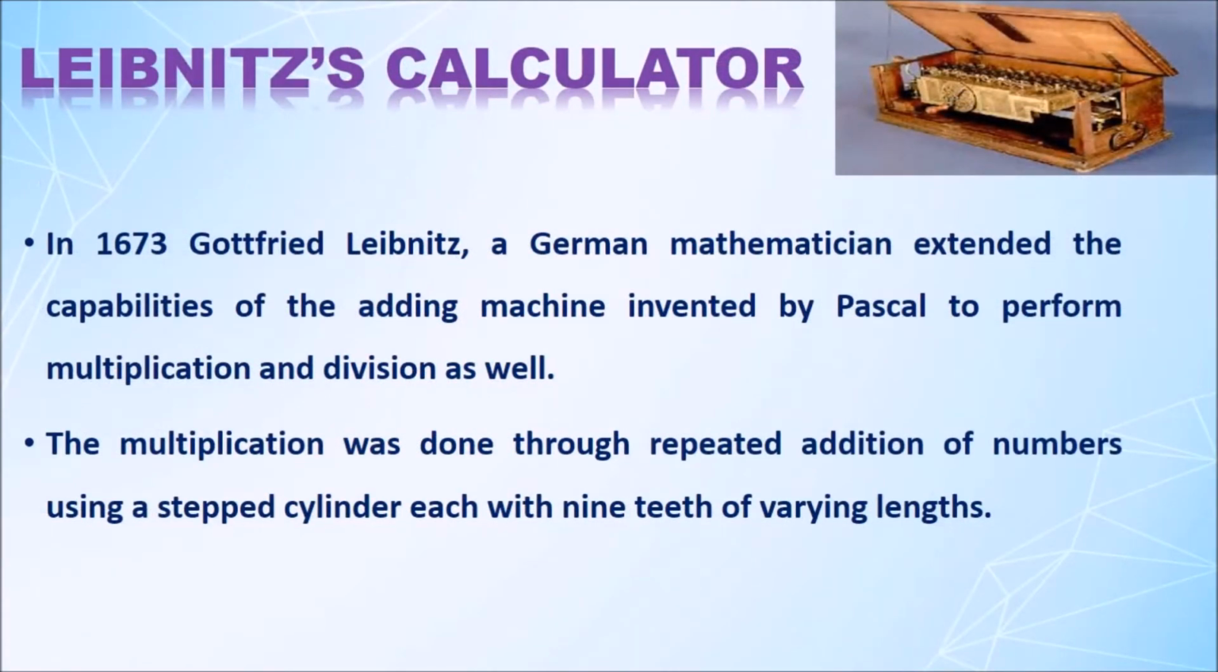Next, we have Leibniz calculator. In 1673, Gottfried Leibniz, a German mathematician, extended the capabilities of the adding machine that was invented by Pascal, that was Pascaline, to perform multiplication and division as well. The multiplication was done through repeated addition of numbers using a stepped cylinder, each with teeth of varying length. Already the machine was invented by Pascal, so he added something new in that.